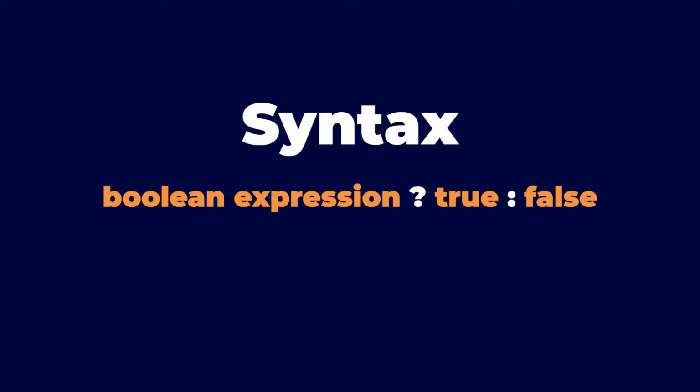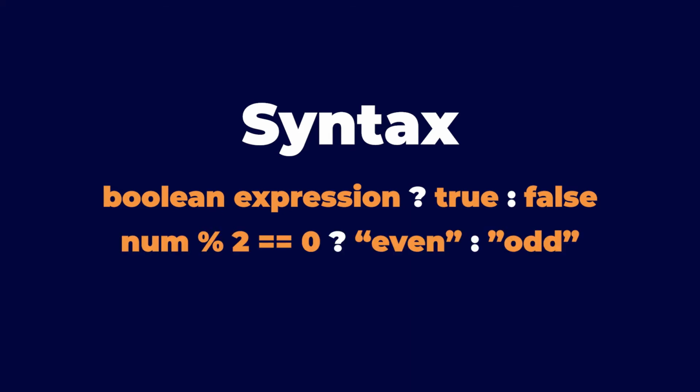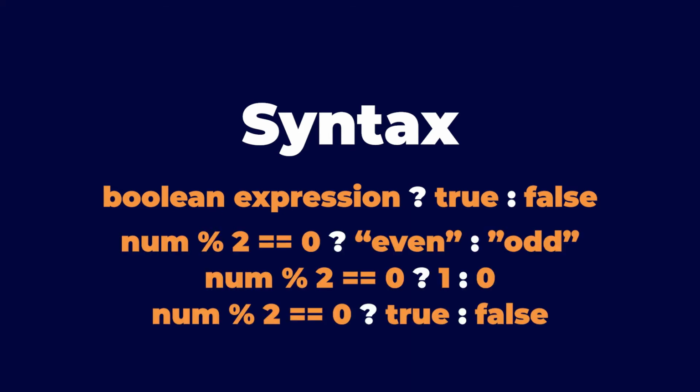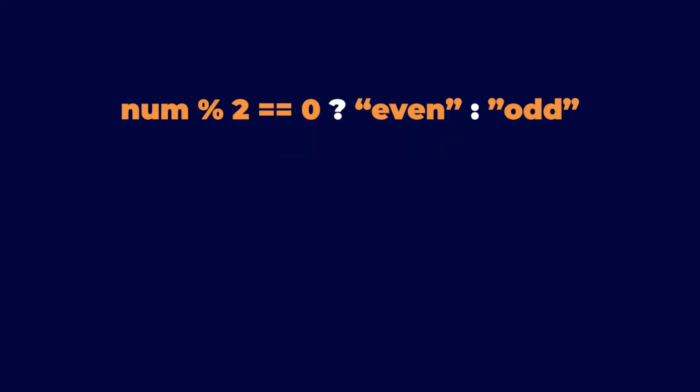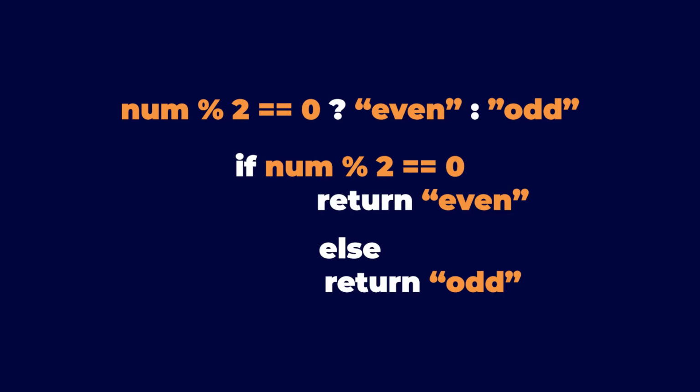Both of these options for the return value must be the same data type, so for example two strings, two integers, two booleans, and so on. The equivalent of this particular ternary operator would be this if-else statement.